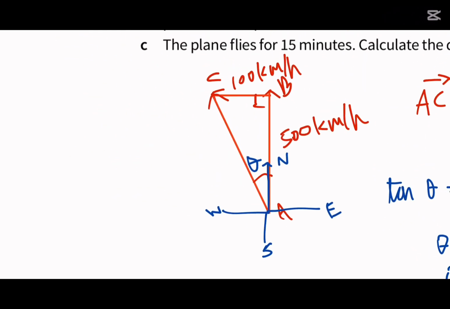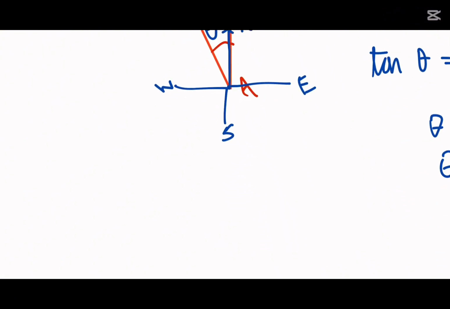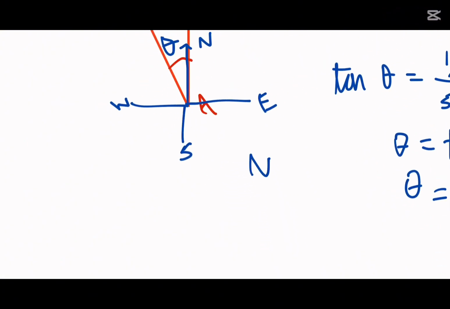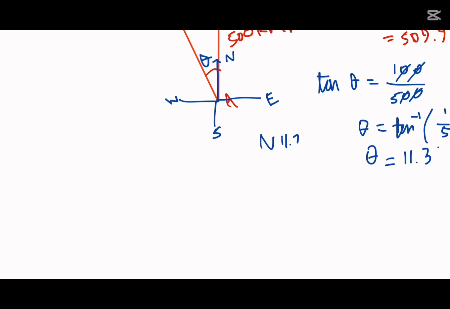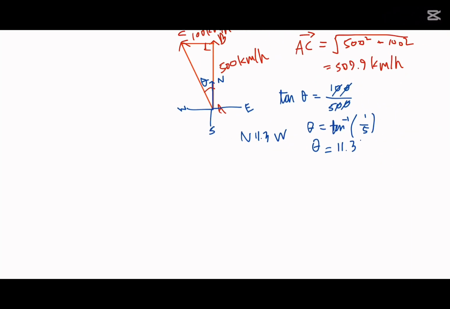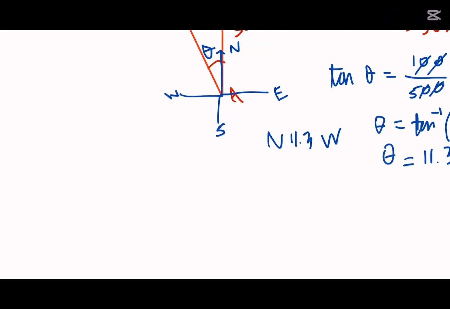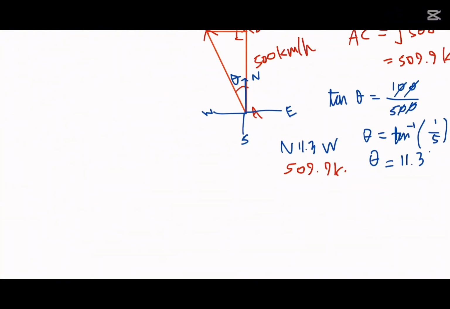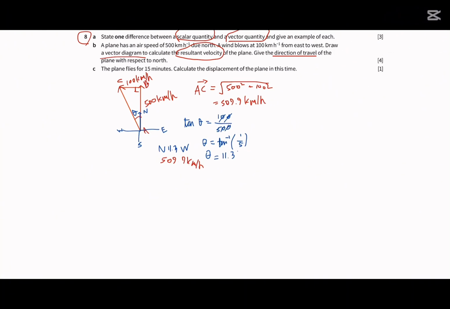So the bearing will be north 11.3 degrees west, and it's moving at 509.9 kilometers per hour. It should be right.